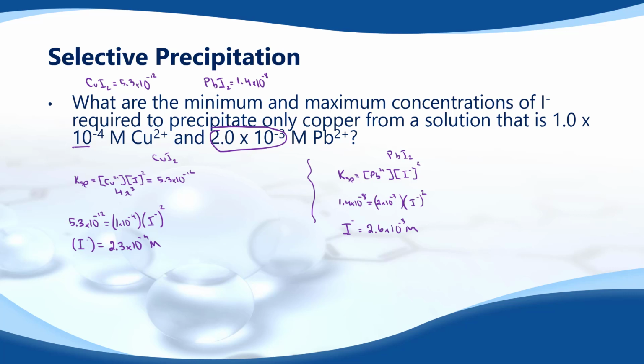So as long as my concentration is at least 2.3 times 10 to the minus 4th, but not greater than 2.6 times 10 to the minus 3rd, I'm going to precipitate out only copper iodide. So I'll get rid of all of my copper while leaving all of the lead in solution. This is an example of using the common ion effect to selectively precipitate certain substances out.